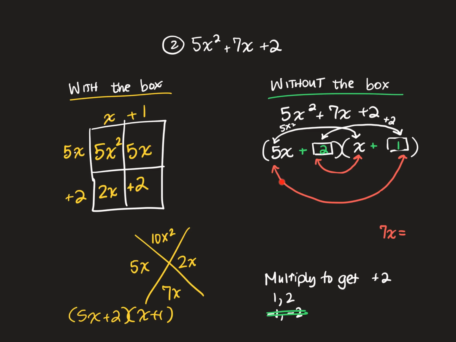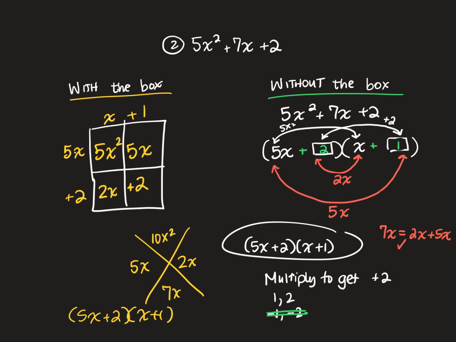When I multiply 5x times 1, I get 5x. When I multiply 2 times x, I'm going to get 2x. And if I add 2x plus 5x, oh, look at that, that's 7x. So what I know is that my factoring works, and it's kind of nice if you take a moment and just rewrite your answer so it doesn't have all of your work on it. My final answer would be 5x plus 2 times x plus 1.